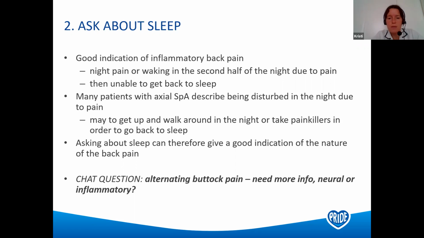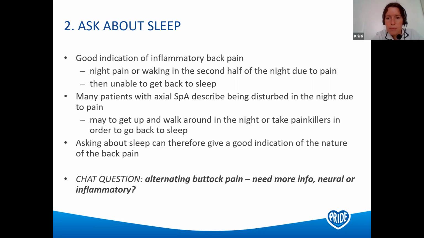Okay, so this is one I wasn't sure what to put in, so I'm going to stick it in the chat. Alternating buttock pain. What first thing comes to your mind? Need more information? Do you think neuro? Do you think inflammatory? Answers in the chat, please. Need more info? Did you not get a little thought bubble?